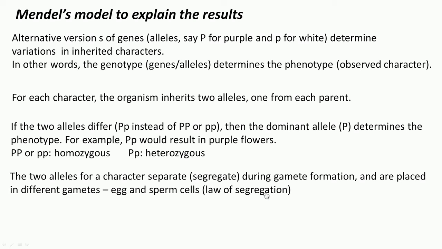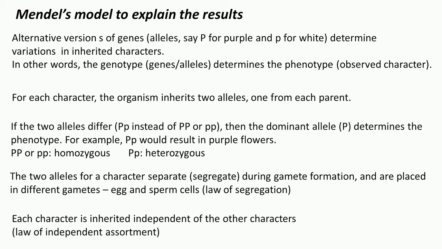The 2 alleles separate, they are placed in separate gametes, and each character, for example, flower color, seed color, seed shape, these are all different characters. Each character is inherited independent of the other characters. Right now we are looking at only one character, but all characters are being inherited simultaneously, that we all know. And what Mendel said through his studies was that each character is inherited independent of the other characters, and this is called the law of independent assortment. And these two are supposed to be major contributions, the law of segregation and the law of independent assortment. Why this is so will become clear very soon. It lends itself to very easy analysis.